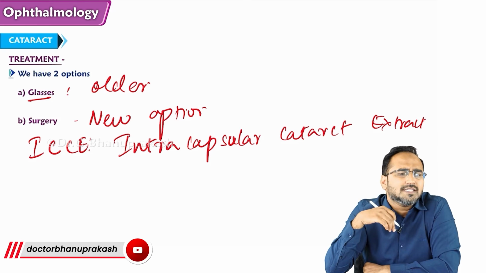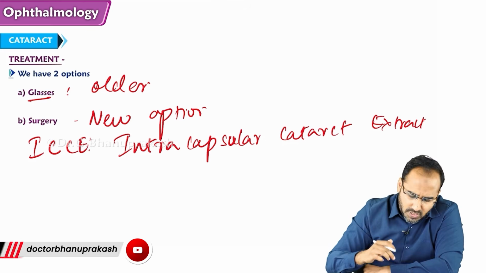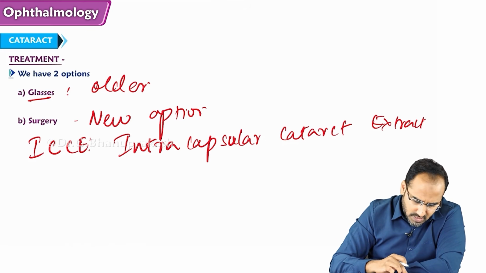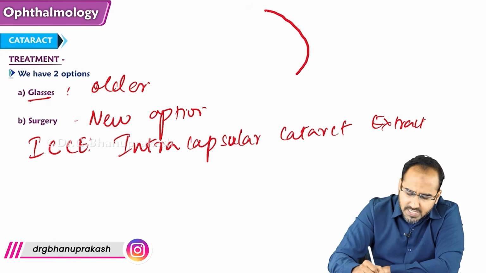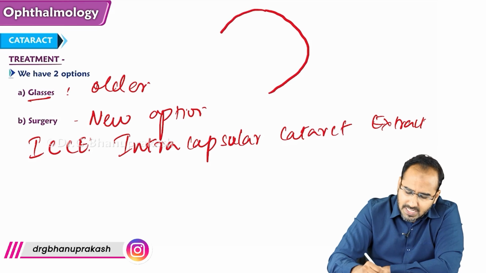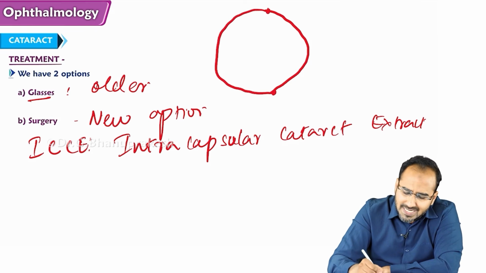What is the sclerocorneal junction called as? The junction between sclera and cornea is called as what? Come on, guys. It is called as limbus. So look over here. Imagine this is the junction. Okay? Cornea and sclera junction is called as limbus.